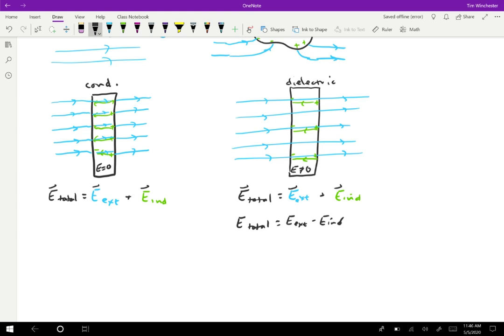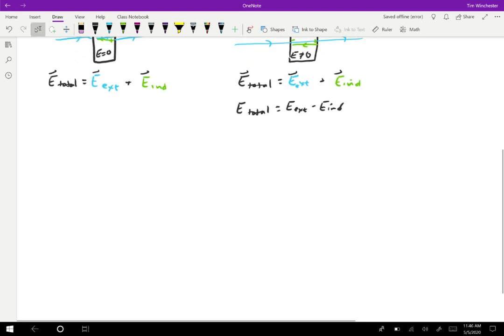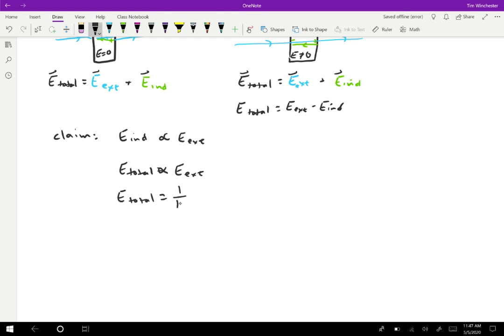Okay, so the claim then for how a dielectric will behave is that the induced electric field will be proportional to the external electric field. So if I double the external field, then I will double the induced field, which seems like a reasonable enough assumption. So what that means is that the total electric field will also be proportional to the E external, if E induced and E external are proportional to each other. So at the end of the day, we get that the total field is going to be proportional also to the external electric field. All right, so we give a name to that constant of proportionality. We just call it 1 over kappa. So this is like a small capital K times E external.